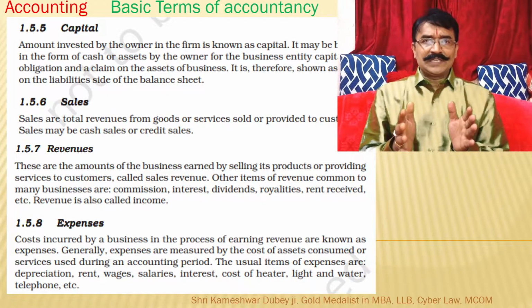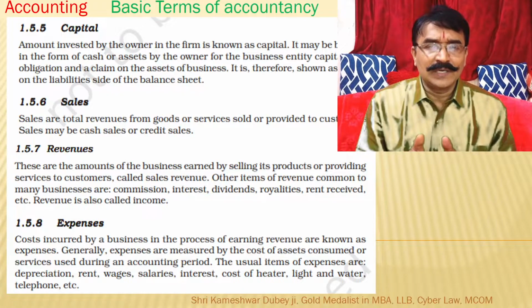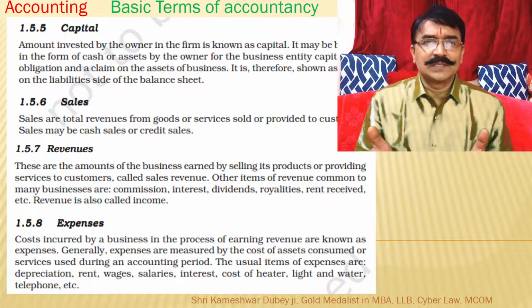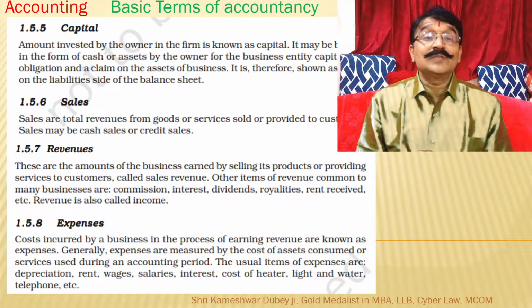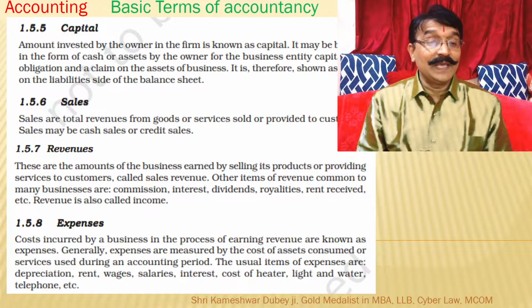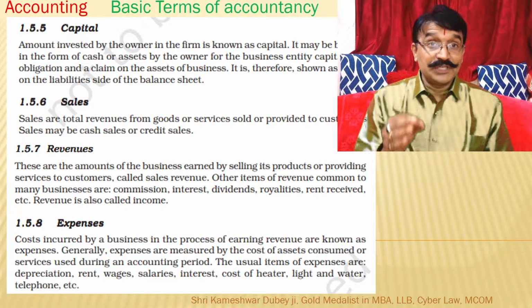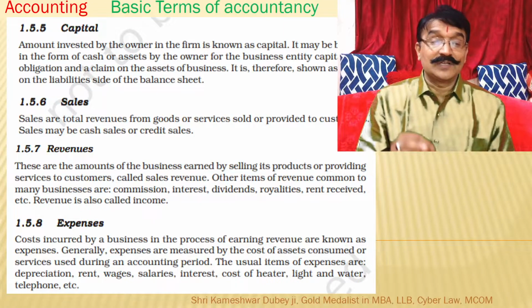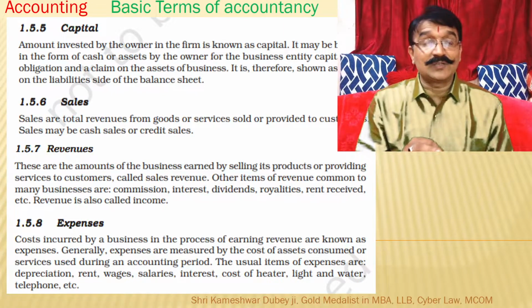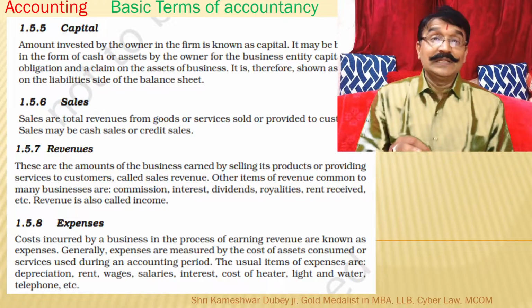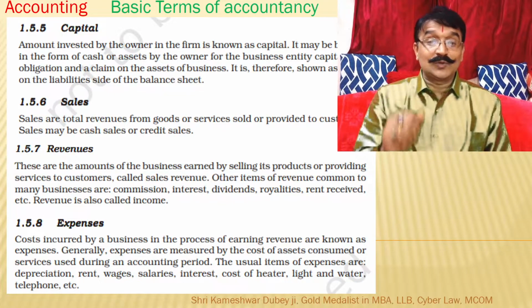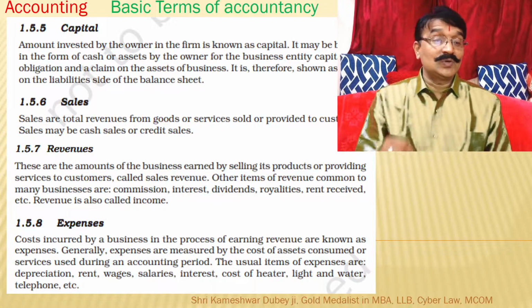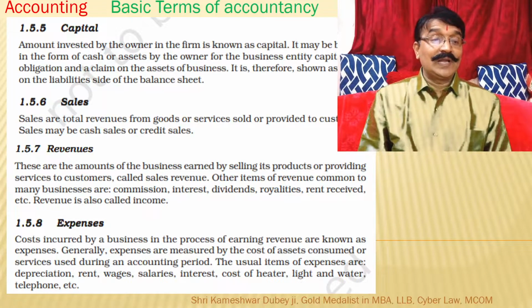Main revenue generation is by selling a product or providing services, but there are some ancillary revenue sources also. Sometimes they get commission, they get interest on the amount deposited, they get dividend from the companies, they get some royalty, and they get some rent. Like this, these all are called revenue.